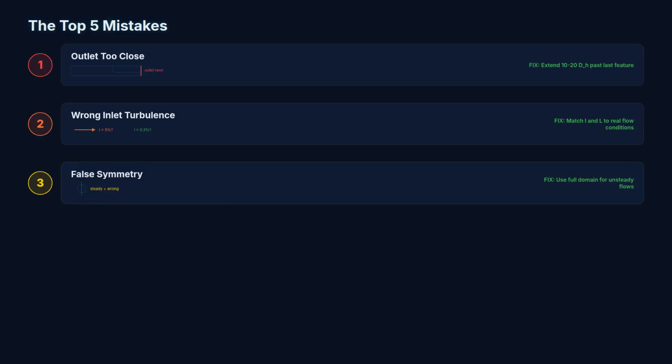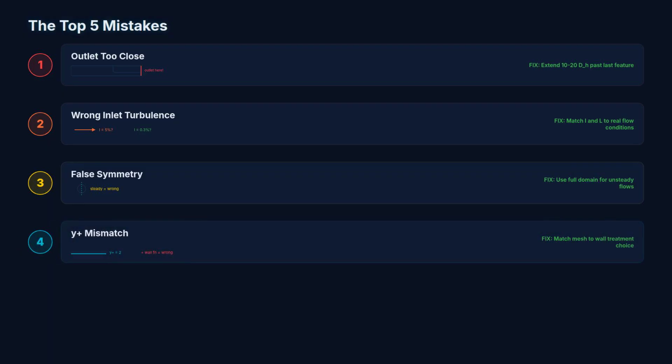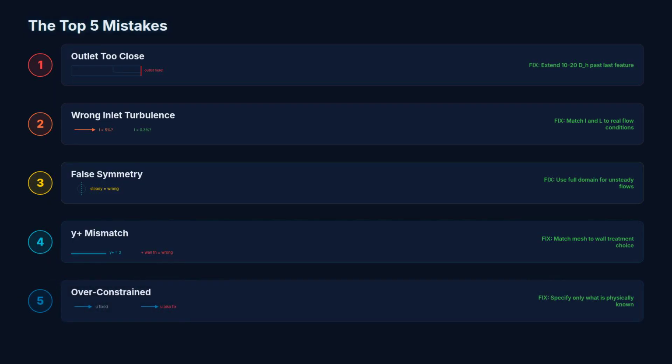3. Forcing symmetry on asymmetric flows. You halve the domain but suppress vortex shedding. It converges beautifully and is completely wrong. 4. Y plus mismatch. Wall functions with y plus of 2. The function is not valid in the viscous sublayer. 5. Overconstraining. Velocity fixed at both inlet and outlet. The solver cannot satisfy continuity. Think about what is physically known at each boundary and specify only that.